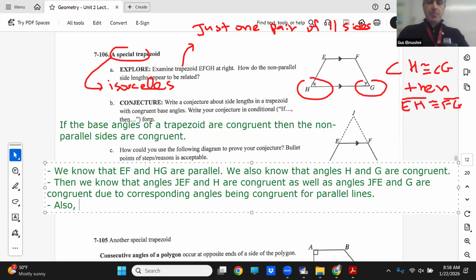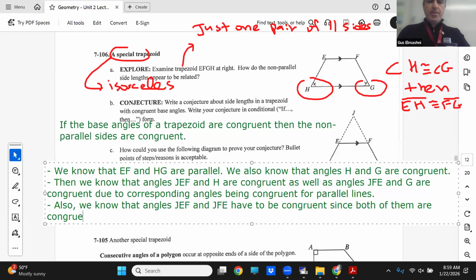Also, we know that angles JF and JFE have to be congruent since both of them are congruent to angles that are congruent to each other.